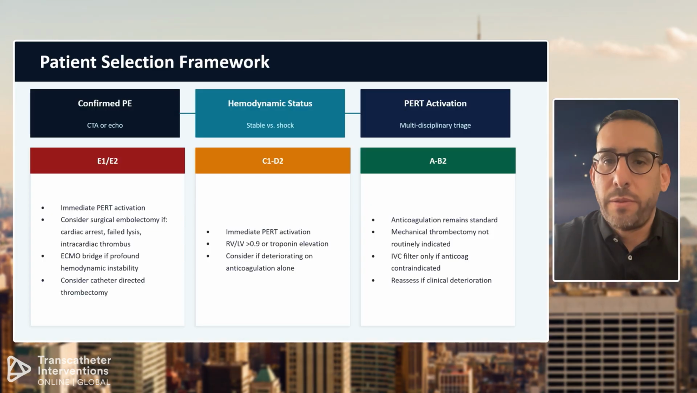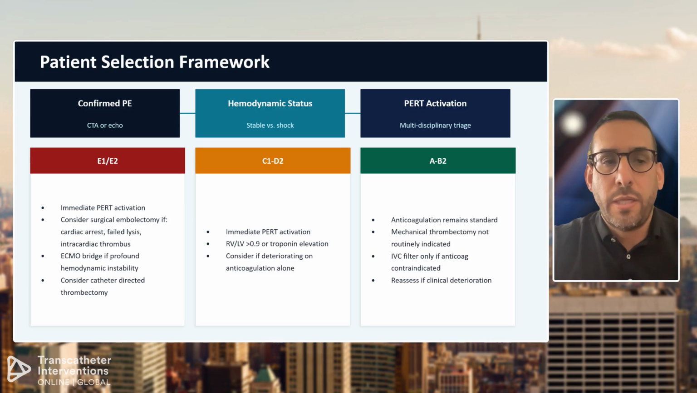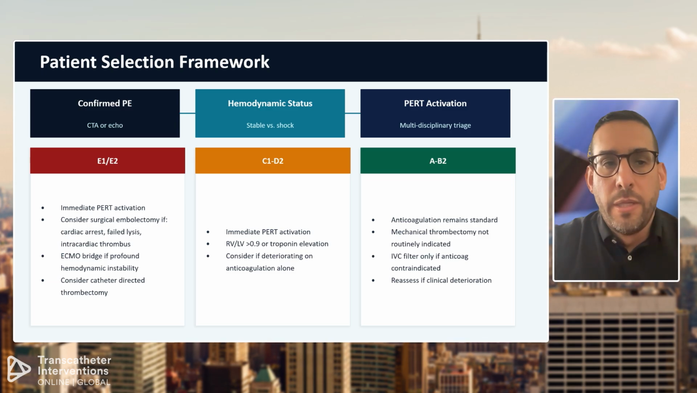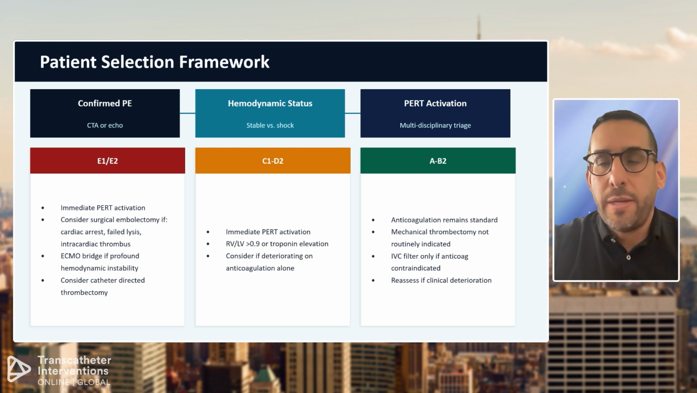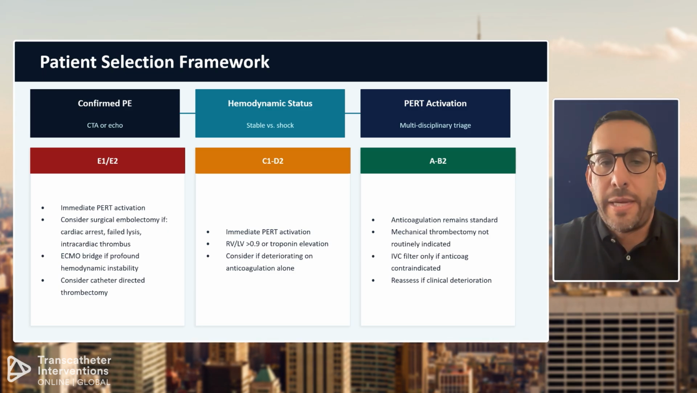And it looks like they stopped our slides. But anyways, this was the last slide here. If you have a confirmed PE class E1 or E2, consider rapid activation of the PERT team and thrombectomy. Evaluate the patient's hemodynamic status, and depending on that, use your device of choice.